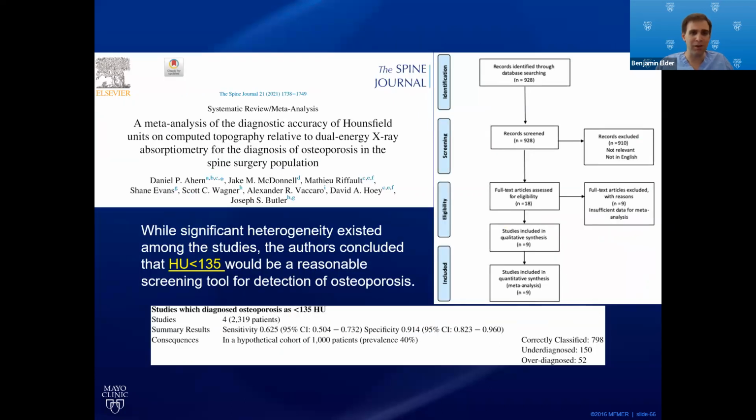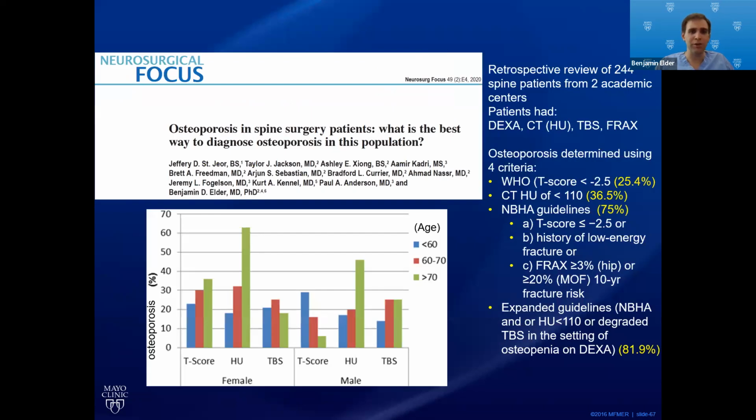This was a recent meta-analysis looking at the diagnostic accuracy of Hounsfield units compared to Dexa. And based on this, they concluded that Hounsfield units less than 135 were a good screening tool for the detection of osteoporosis, again, where 110 is very specific for osteoporosis. This was a paper we did a couple of years ago looking at osteoporosis in spine surgery patients and what's the best way to diagnose it, or the most comprehensive way that we're going to identify the most patients.